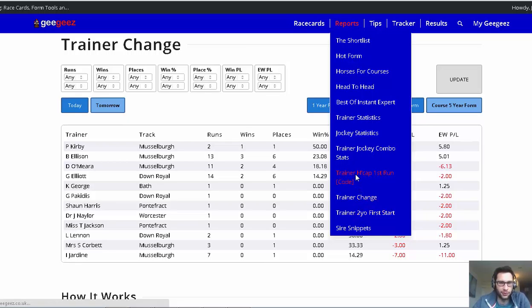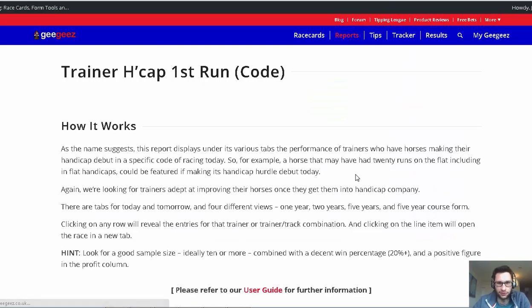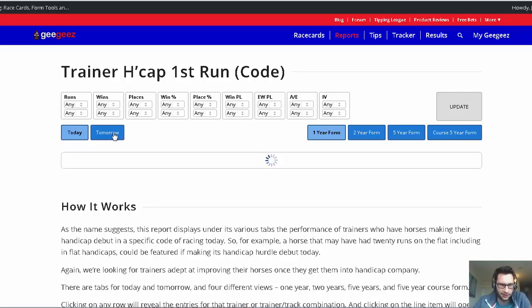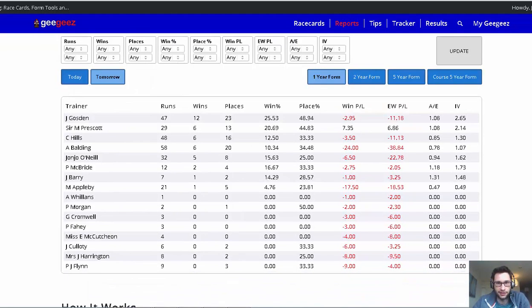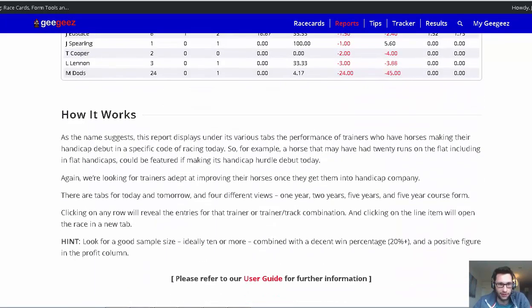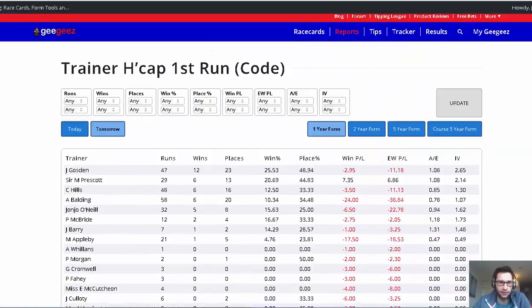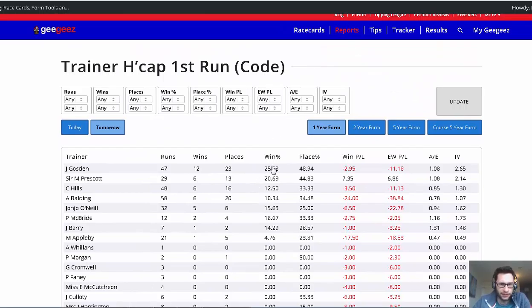Handicap, this is one of my favourite reports, and every now and then we'll throw up a priced winner or two. So this looks at trainers who are having a first-time runner going handicapping for the first time. I should just slide down to the bottom here actually. Underneath each of the reports there's an explanation for how it works, the different things to look for, some useful hints, and there's a user guide as well that talks through everything to do with Geegeez Gold. So I'm going to click the win percentage.